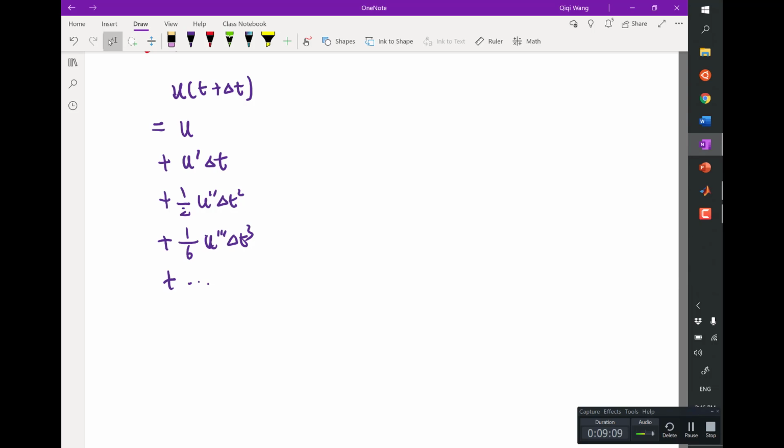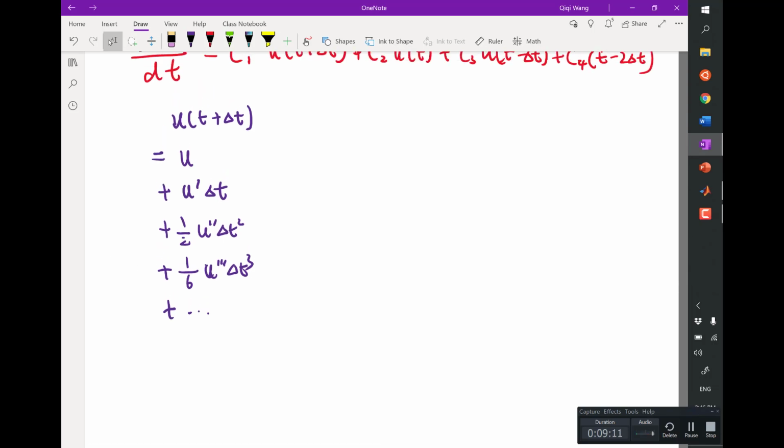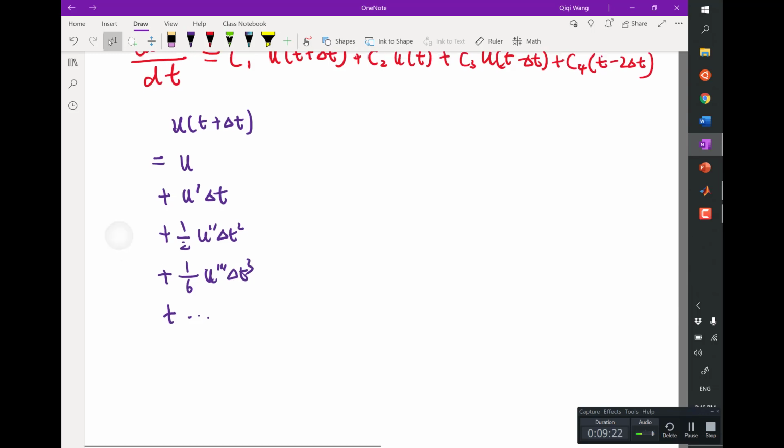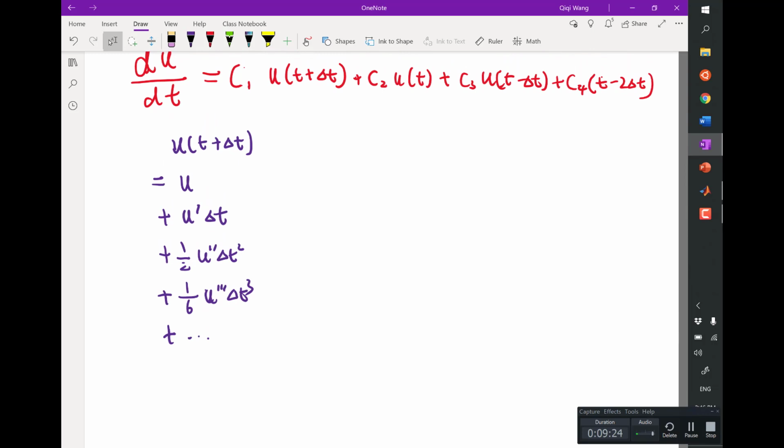But here, I want to get something that is better than second order, which means I want to cancel this term. I don't yet care about what error I get. I will just have this much of expansion. So that's the first term. The second term, u of t, would be equal to u plus 0 plus 0 plus 0, right? It's simply just the u itself.